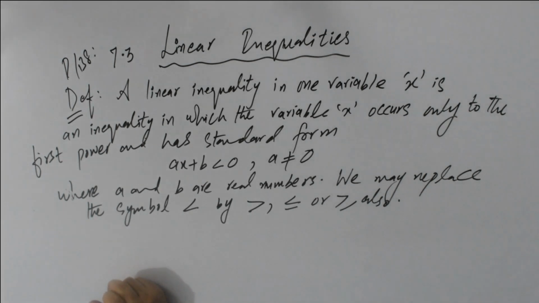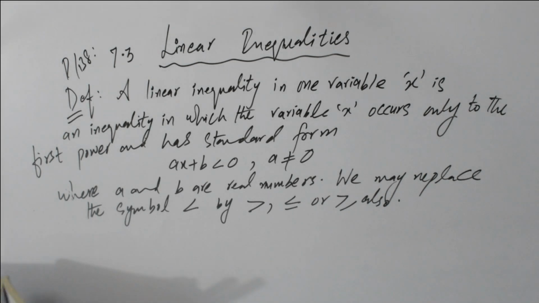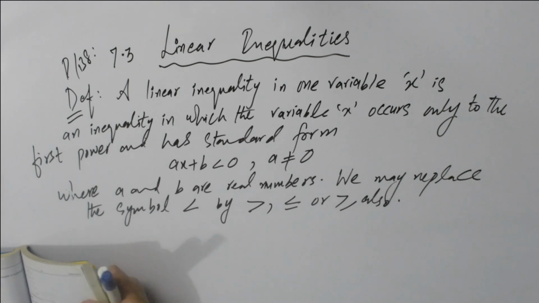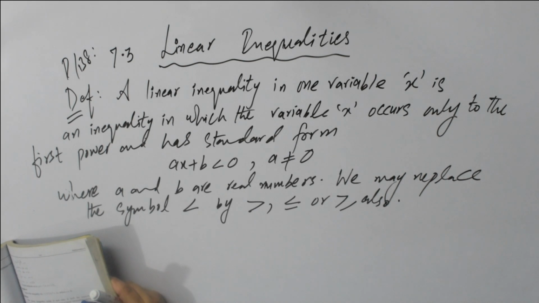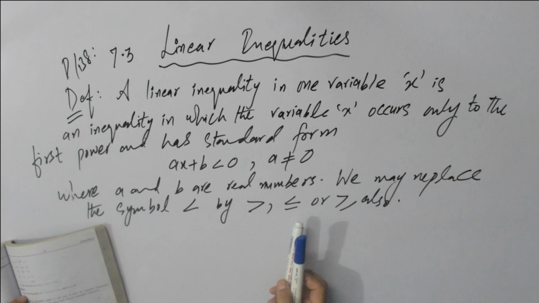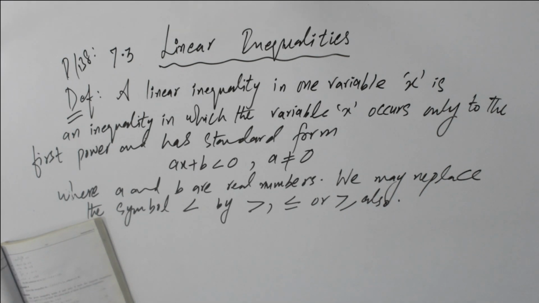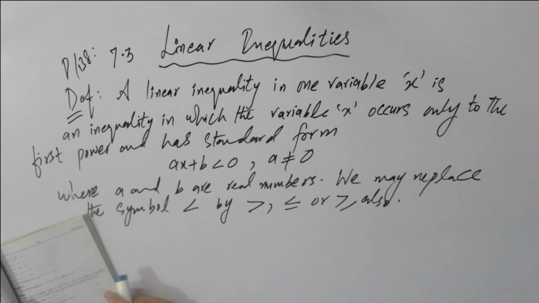Students, today we are doing exercise number 7.3 and its topic is linear inequalities. If you see the questions of exercise 7.3, you will see there are signs present: less than, greater than, less than or equal to, or greater than or equal to. Such signs are present in the questions of exercise 7.3. So students, these questions are not equations.